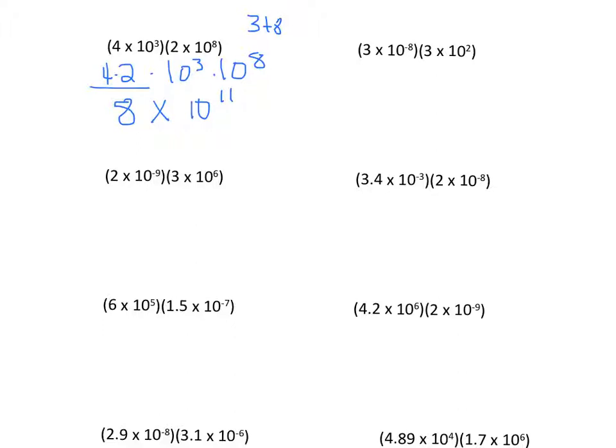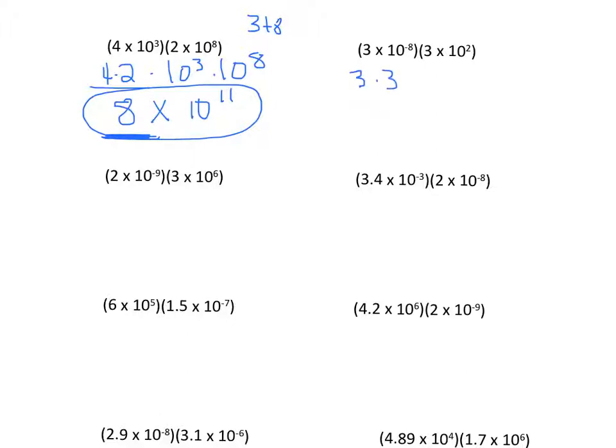And then the last step is making sure it's in scientific notation. I've already told you that for these, I tried to make them all in scientific notation. What makes it in scientific notation is this number right here. Remember, it has to be less than 10 but greater than or equal to 1. And 8 is. It falls in between there. So this is in scientific notation. This is your answer.